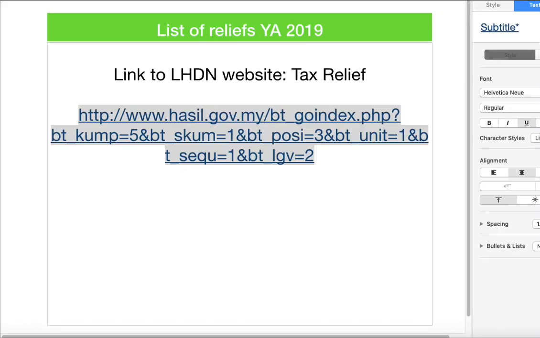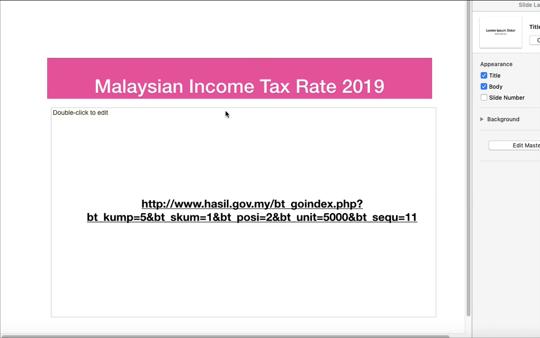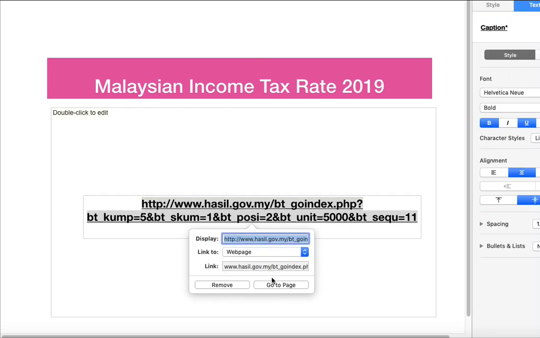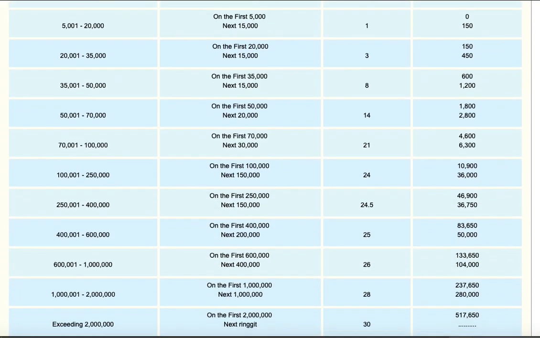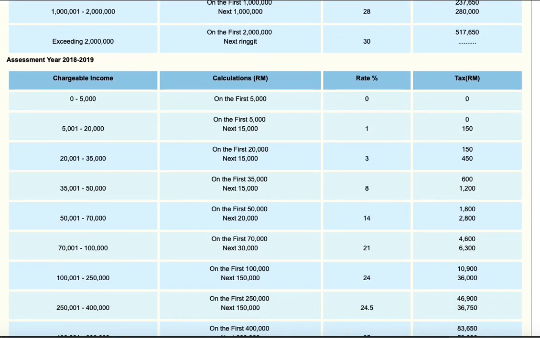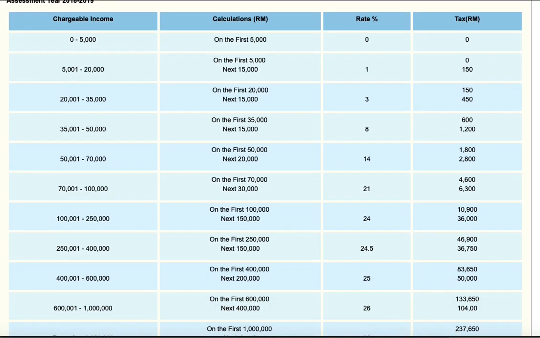Okay, and then the last one is the Malaysian tax rate for 2019. Okay, let's check on the website. Alright, so it says assessment year 2020, tapi kita nak yang 2019. Okay, sama dengan 2018. So we are going to refer to this one.